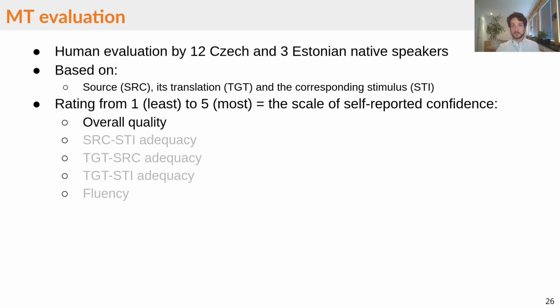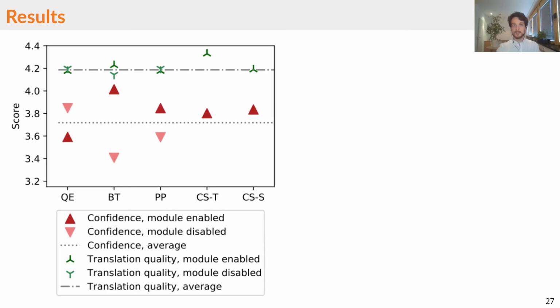We asked the annotators to rate source texts and their translations using 5 different criteria. For simplicity, we show here only the overall quality of translation. Please see the paper for the rest of the measures. This graph shows how the presence of different key modules and entities influence the self-reported confidence and the overall translation quality.